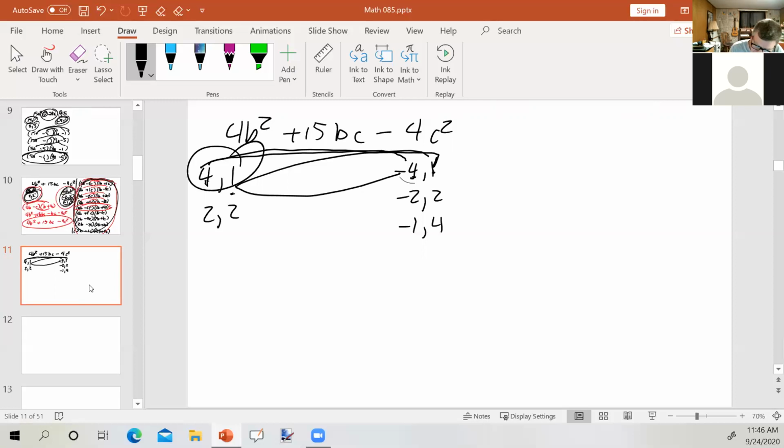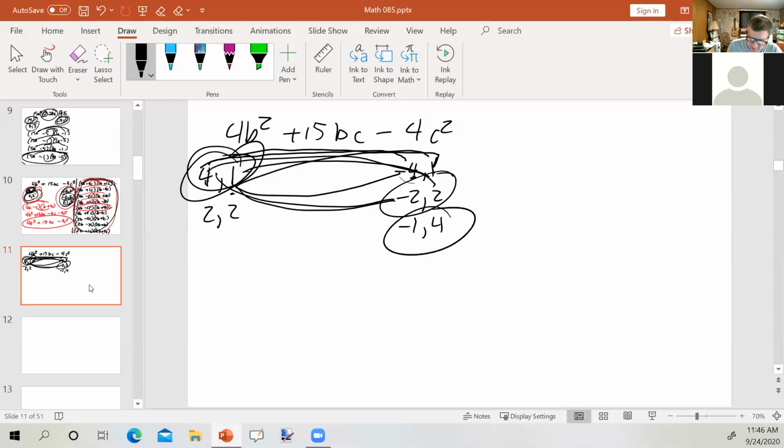Okay, so let's take this group with this one. 4 times 2 is 8. 1 times negative 2 is negative 2. 8 plus negative 2 is 6. That didn't work. Switch them around. 4 times negative 2 is negative 8. 1 times 2 is 2. Negative 8 plus 2 is negative 6. That didn't work.